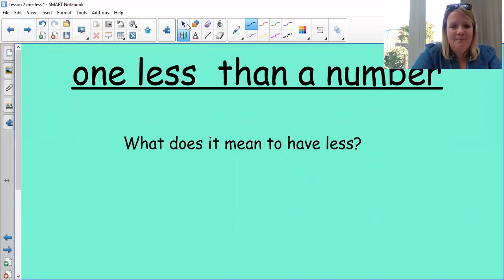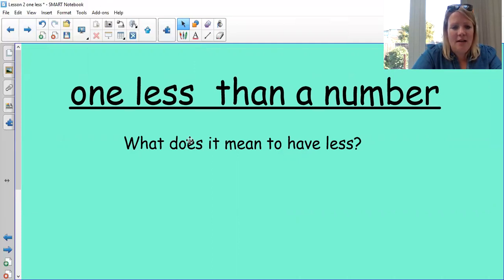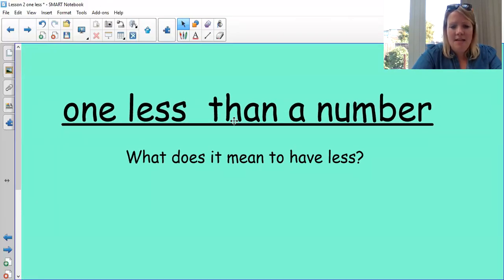Okay, today we're going to have a look at this here. Yesterday we had a look at one more than a number, and today we're going to have a look at one less. So before we have a look at one less, let's just think about what it meant to have more. Okay, if we had more, what does it mean?